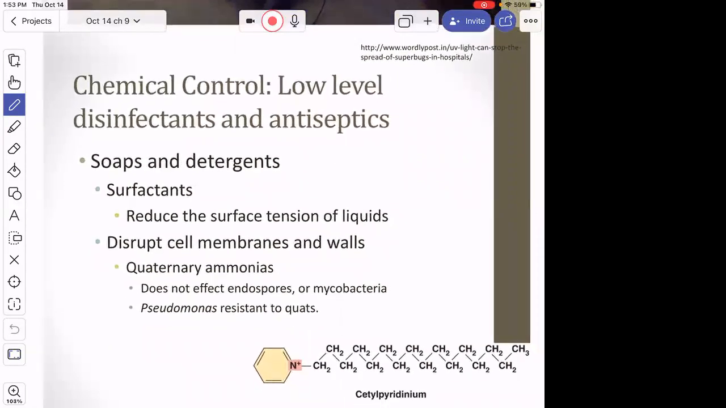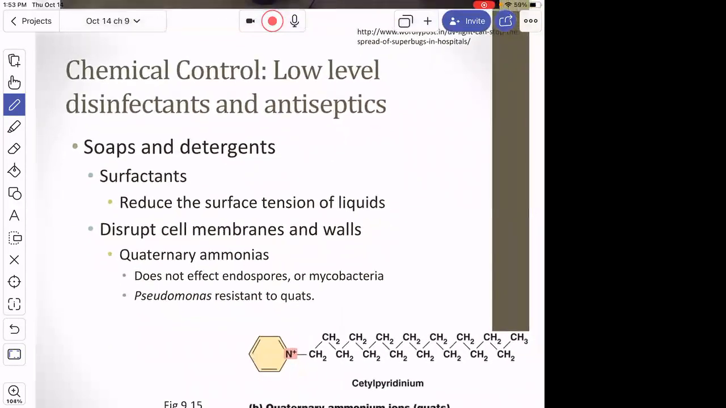Okay, so those were what we would consider physical things that we use to cut down on microbial growth. So now we're going to talk about some chemical control. All right, so even before COVID, oh, we have a question.